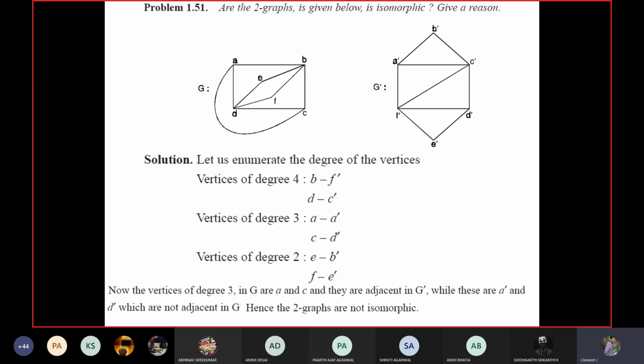See here, what they are saying: check whether these two graphs are isomorphic or not. Anyway, here you can just check separately. Totally here, this is a 3-degree vertex. This is a 3-degree vertex. This is a 4-degree vertex. This is a 3-degree vertex. This is a 4-degree vertex. This is a 2-degree vertex, right?